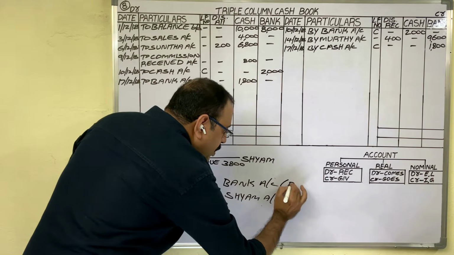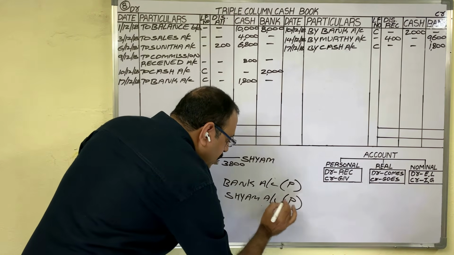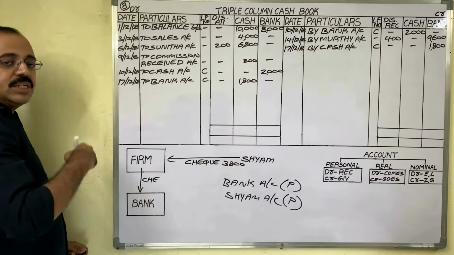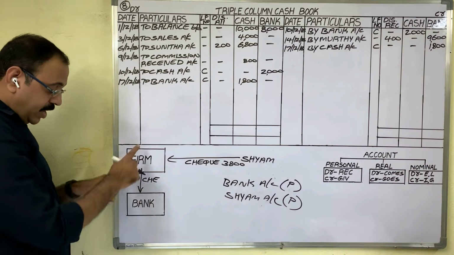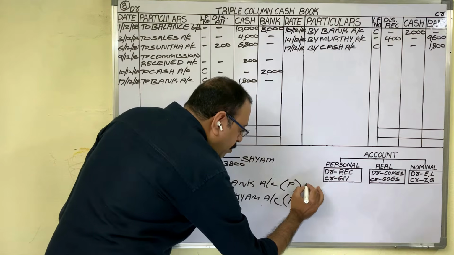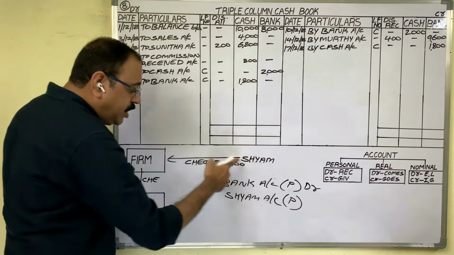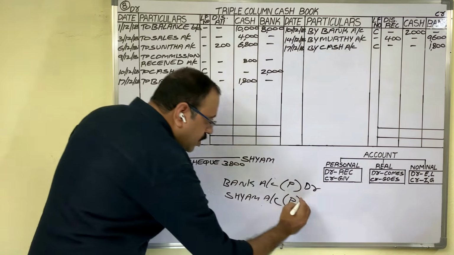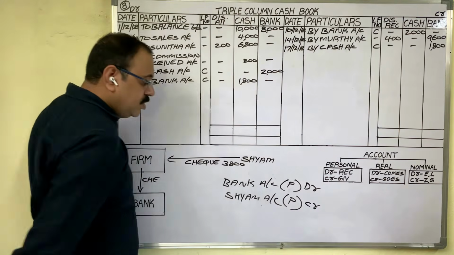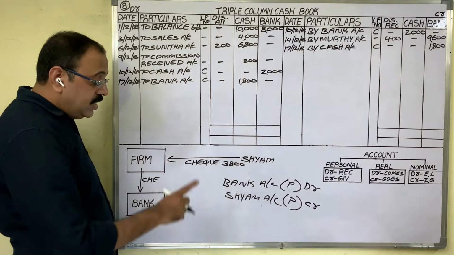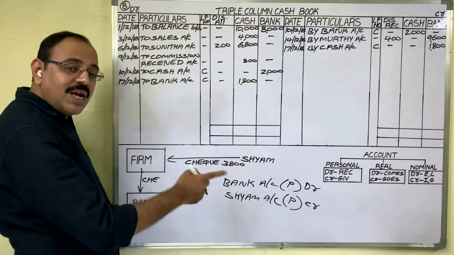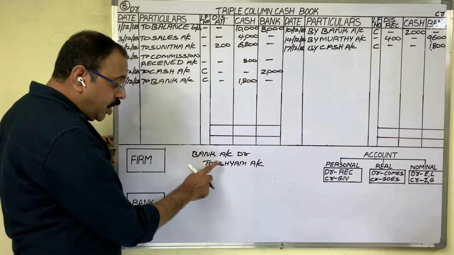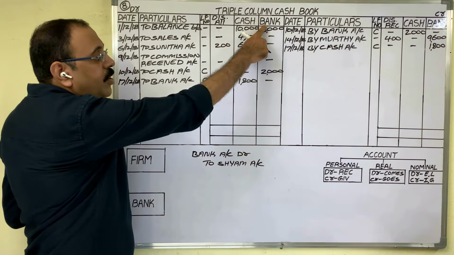Both are personal accounts. Personal account rule, debit the receiver, credit the giver. Banker is a receiver. Debit bank account. Shyam is issuing check now, he is a giver. Credit Shyam account. Final entry is bank account debit to Shyam account. Out of these two accounts, bank account we are preparing now.